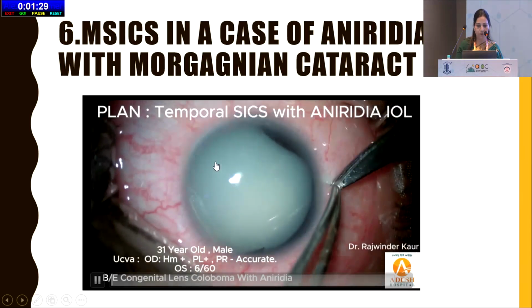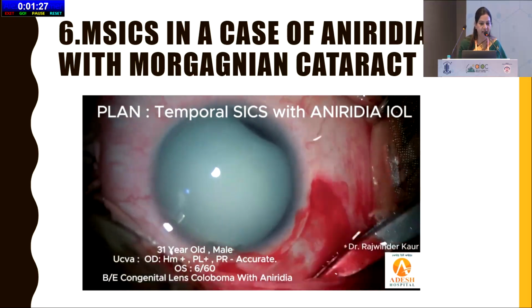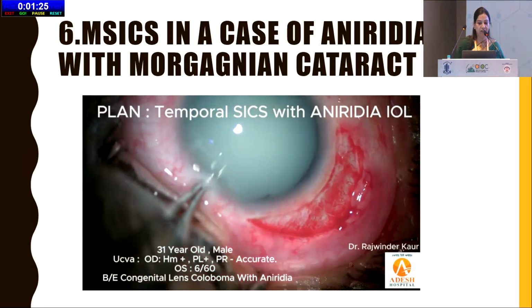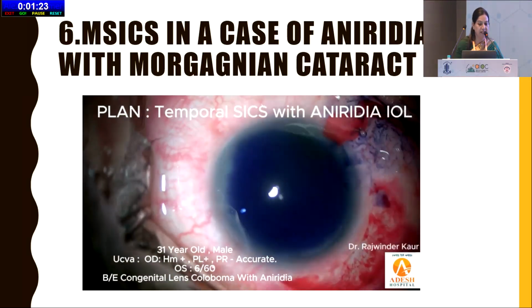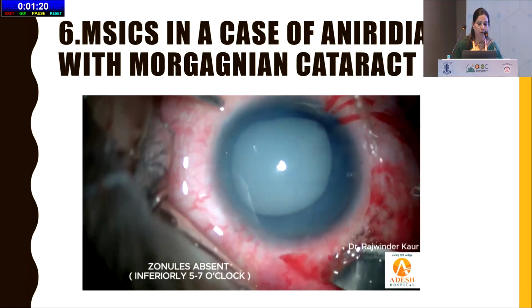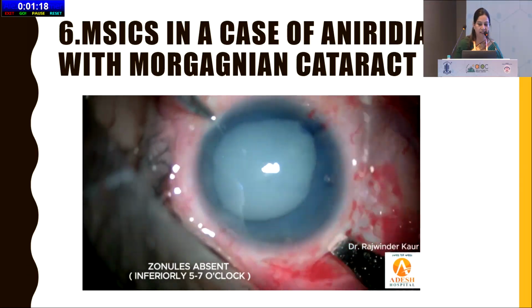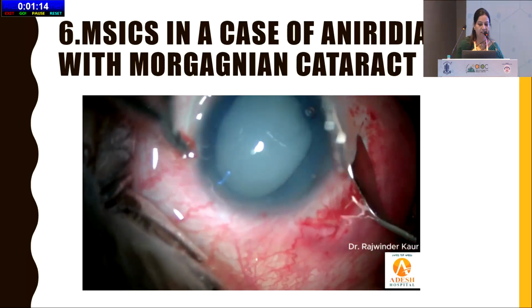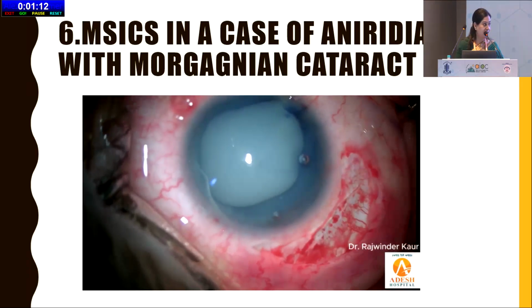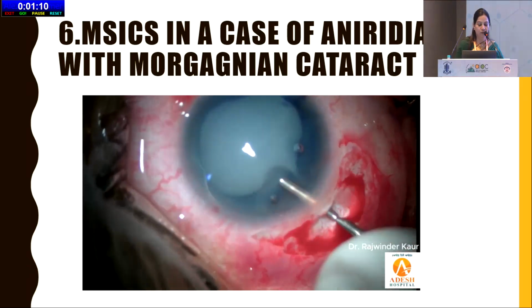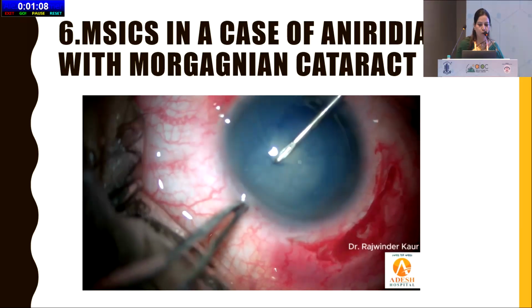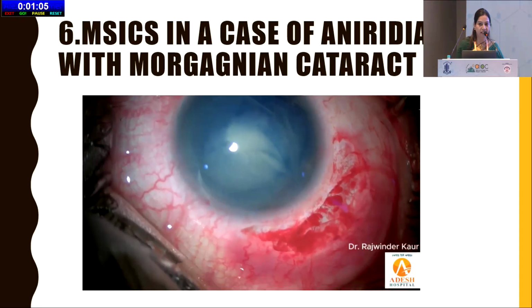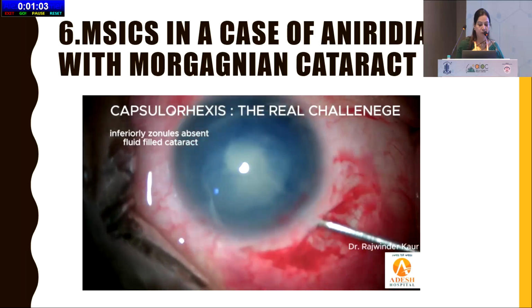It is another interesting case, manual small incision cataract surgery in a case of aniridia with Morgagnian cataract. In this case also I planned the temporal SICS, and there is no iris on this side, and even in this case the rhexis was challenging. I was injecting, I was not holding, so you can see the wrinkles on the anterior capsule. So it was a real challenge.